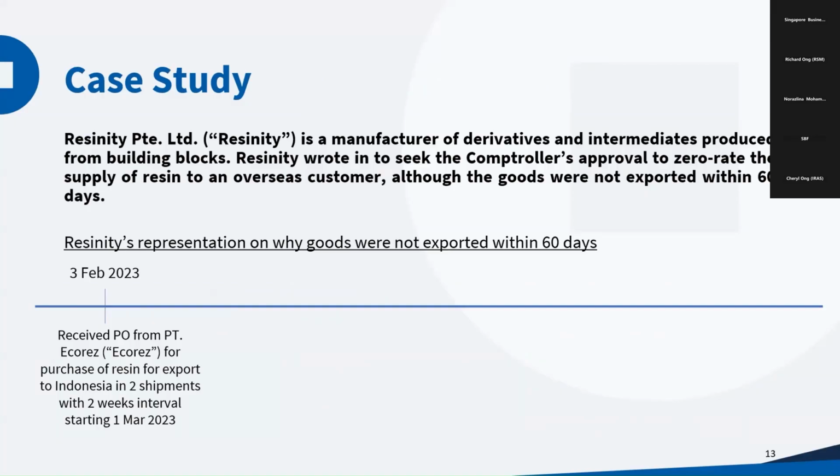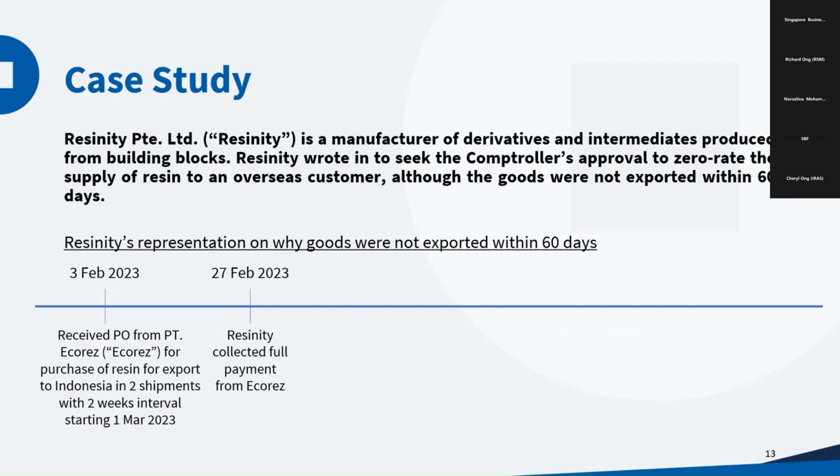They wanted to zero rate a supply of resin to an overseas customer, but they couldn't export the goods within 60 days. Hence, they wrote in to us to seek the Controller's approval to allow them to zero rate the supply. So the timeline went like this. On 3rd of February 2023, they had a purchase order from PT Ecoris in Indonesia for resin to be exported in 2 shipments.